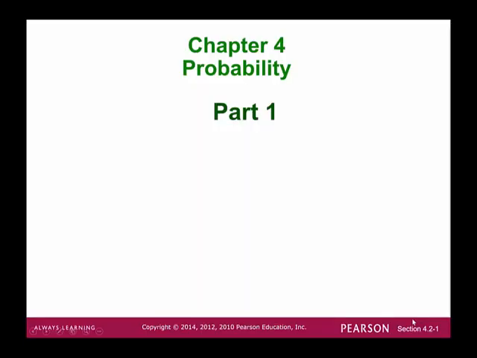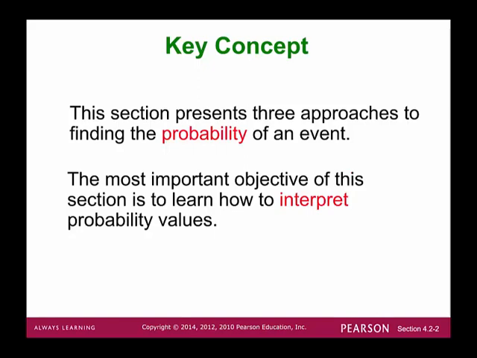Let's take a look at chapter 4 on probability. So probability itself is the likelihood or chance of something, of the event, occurring. We're going to take a look at 3 different approaches to find the probability of a certain event. We're also going to understand how to interpret probability values.